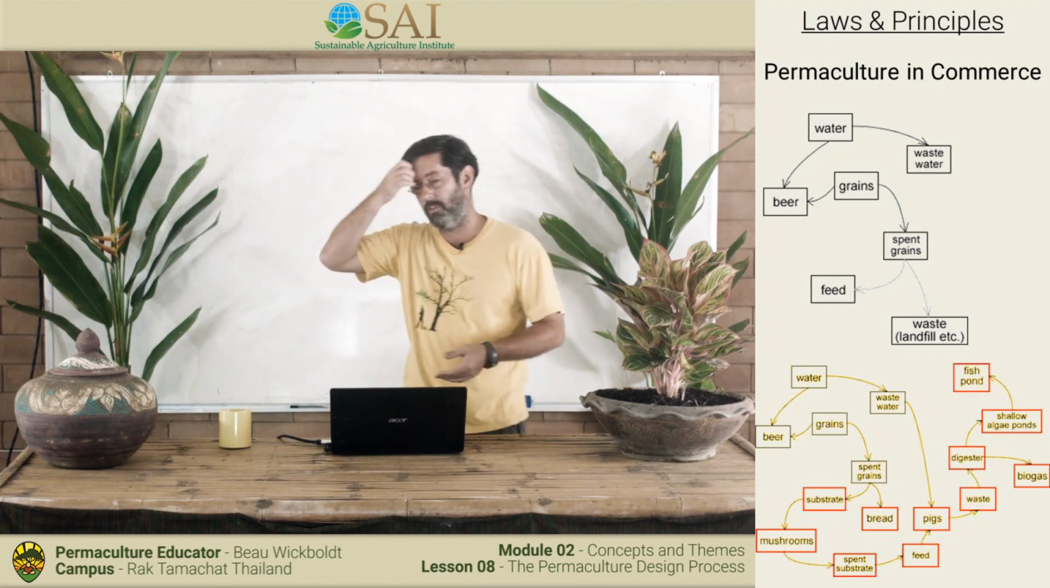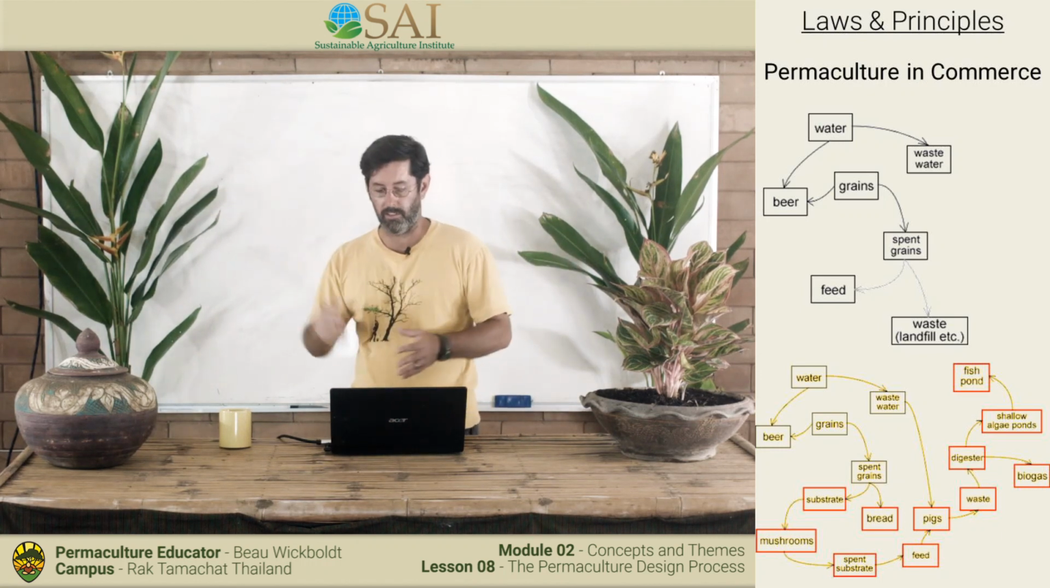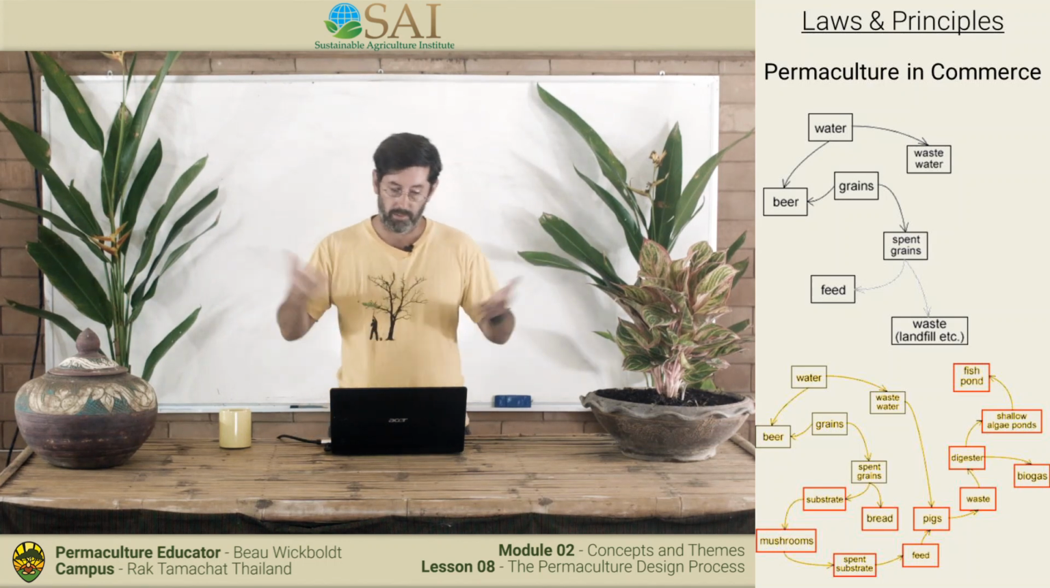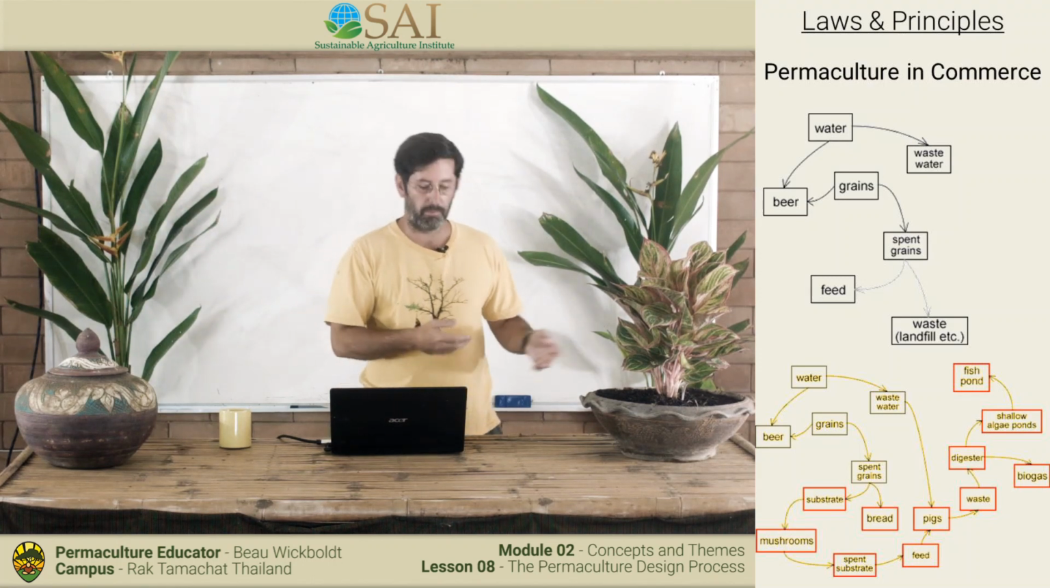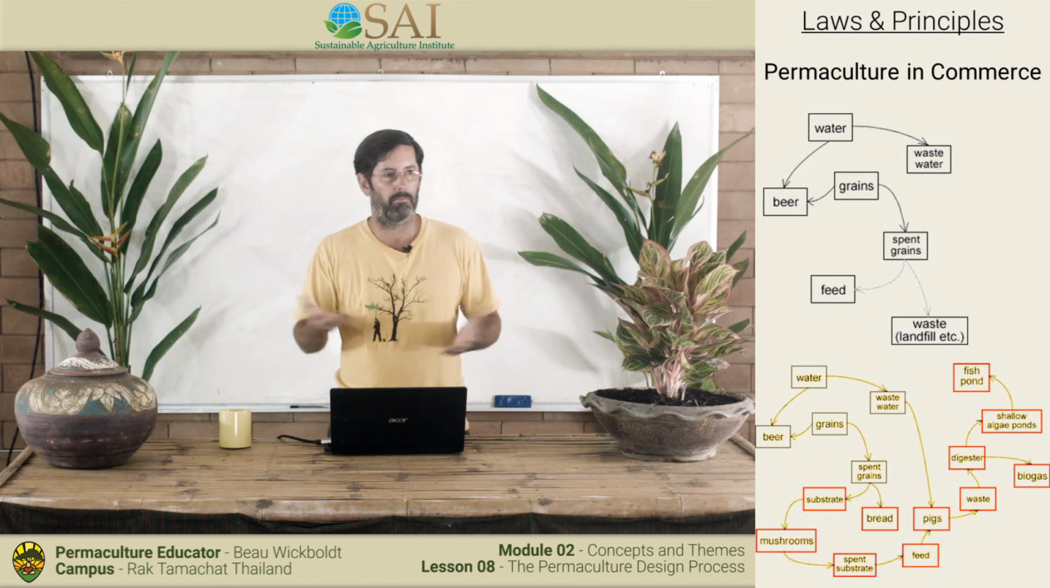But if it was more of a permaculture process, so on the right we have grains that make beer. They utilize water. They create wastewater that goes into rivers. The spent grains they use as animal feed or even put in landfills. That's it. But on the other side, I could look at making beer.